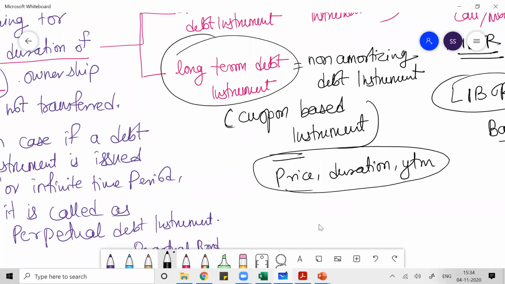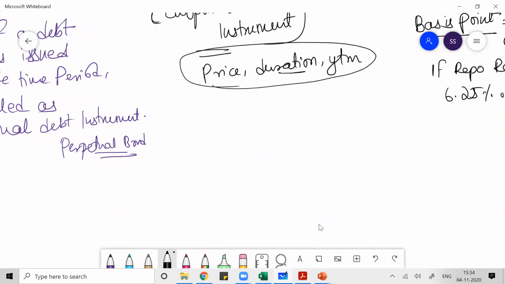So what is duration? Duration is basically the payback. As an investor, when you invest your money in a debt instrument, after what time period can you expect to get back your investment? I hope you understand the term payback. The same logic of payback, when used in a debt instrument, is called duration. The logic of IRR, when used in a debt instrument, is called YTM. So I hope you understood the logic of duration, price, YTM, and convexity.